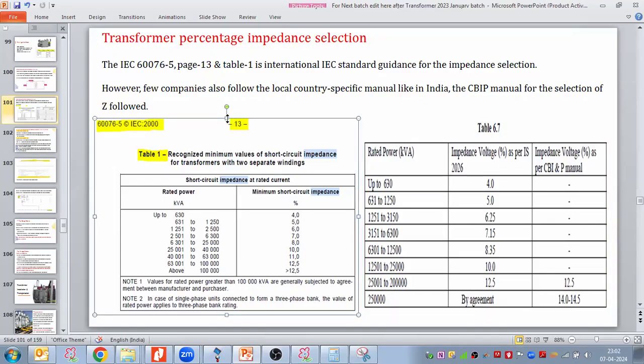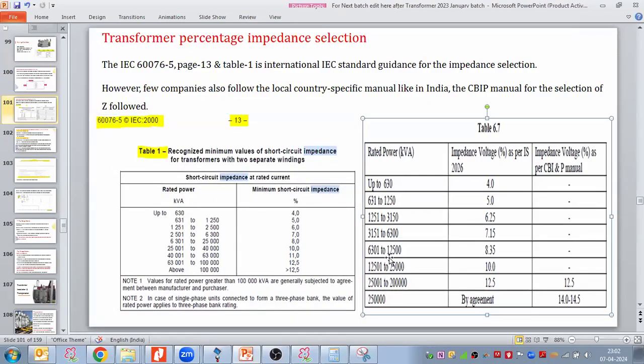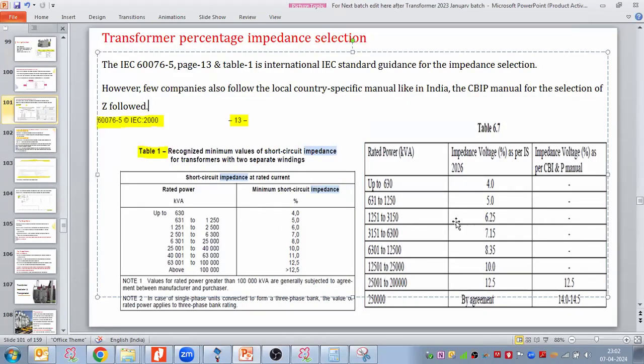So let us see that. I have taken both percentage impedance values. Up to 630 kVA, it is 4%. So both the international and the local country-specific values match. 631 to 1250 kVA is 5%. 1.6 to 2.5 MVA here is 6%. Right? And then 7%, 7.15%, 8, 8.35, 11, 12.5, 12.5.